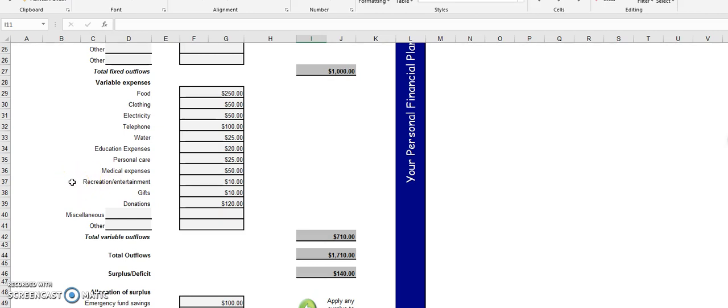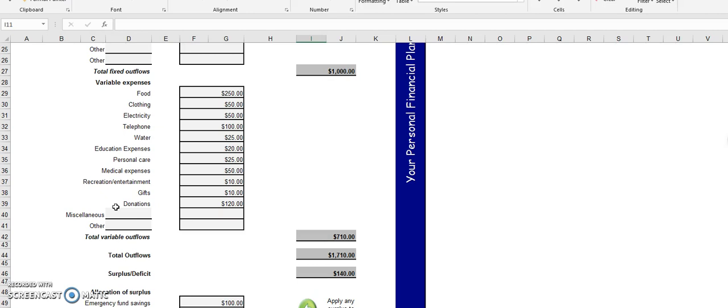Recreation and entertainment. I went to the movies maybe, and there's $10 I spent for that. I bought a friend a gift for $10, and maybe I had some donations to charities for $120. So my total variable expenses for the month of July would have been $710.